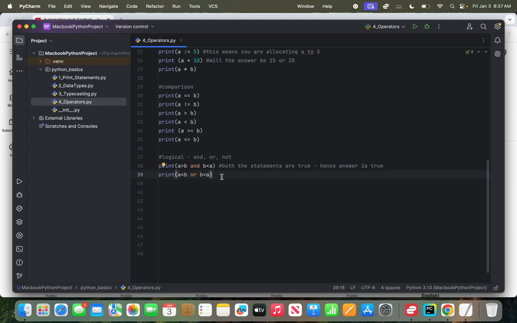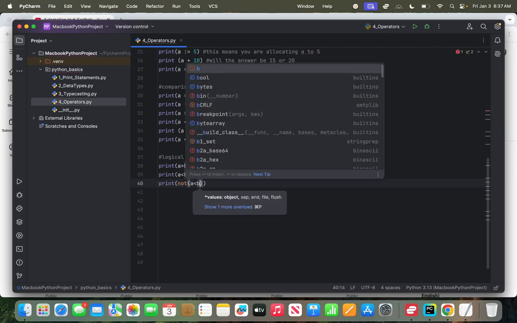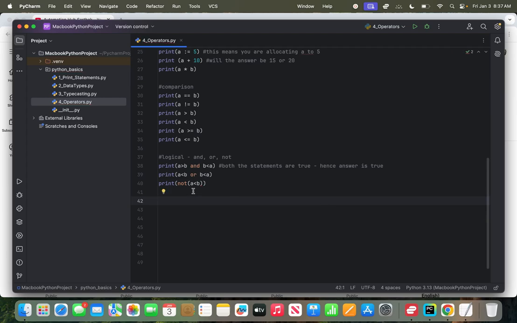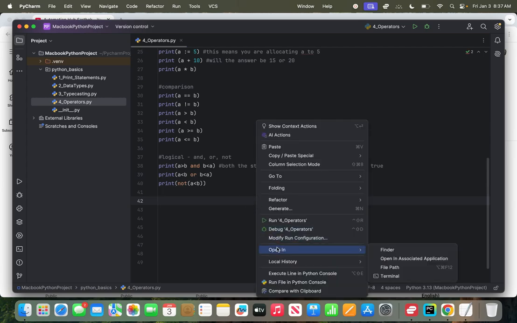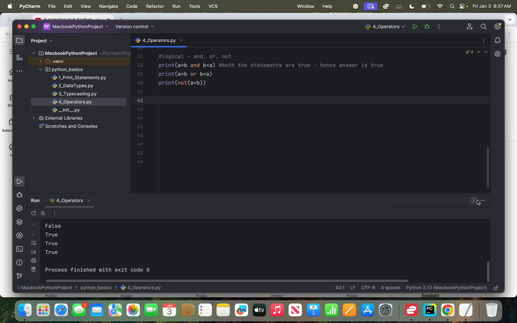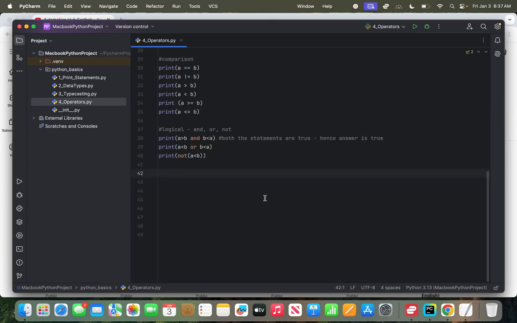Now you can do NOT. So print NOT, let's say A less than B. So A is less than B is false, because 5 is not less than 3. False, not is true. Okay, so see, these are basic things that you have learned, so you can apply those things.